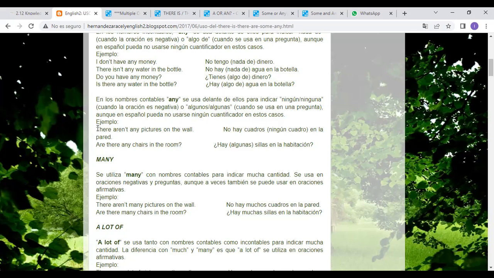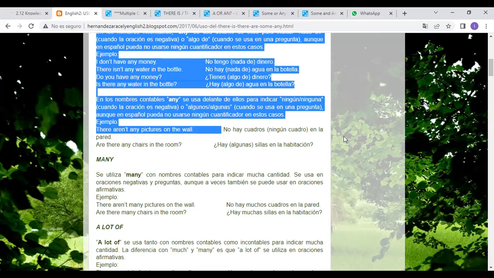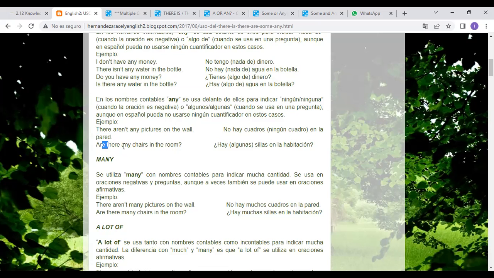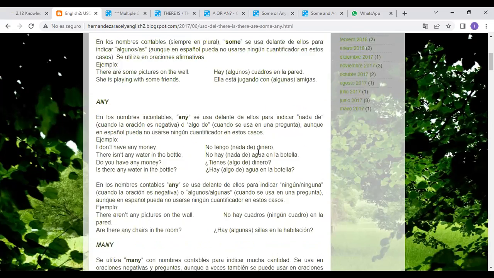For example, in plural, there aren't any pictures on the wall. No hay cuadros, ninguno, right? Any significa como ninguno, okay? No hay cuadros en la pared, okay? Are there any chairs in the room? ¿Hay algunas sillas en la habitación? ¿O hay sillas en la habitación? Got it, guys? ¿Entendido hasta aquí?